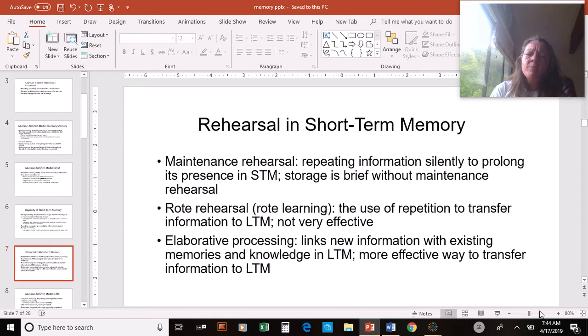And then we also have what we call rote rehearsal, and it's using repetition to transfer information to the long-term memory, but we say it's not very effective. Basically, the difference here is that rote rehearsal is that really fast repetition. You repeat it so fast that it doesn't really have time to get into your memory. It's kind of the opposite of maintenance, we call it.